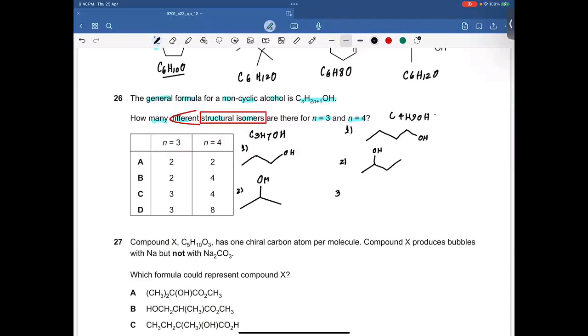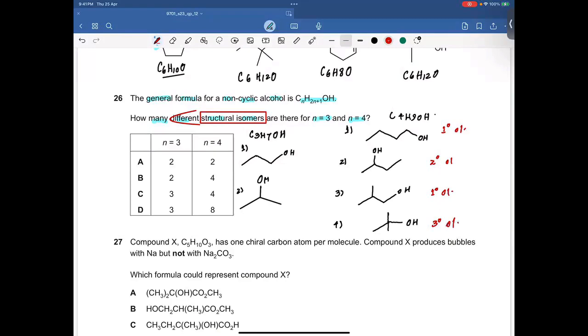Next is 2-methylpropan-1-ol. And the fourth is 2-hydroxy-2-methylpropane. So technically it is a 1 degree alcohol. It is a 2 degree alcohol. It is again a 1 degree alcohol. And it is a 3 degree alcohol.